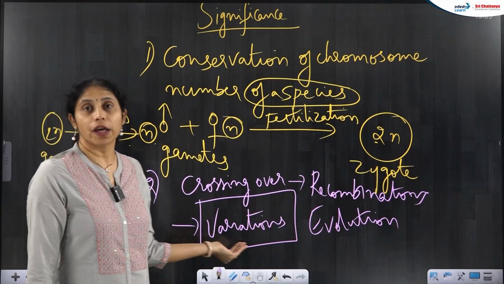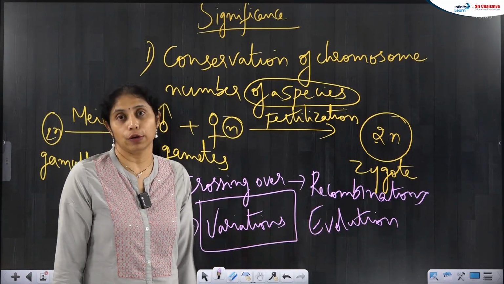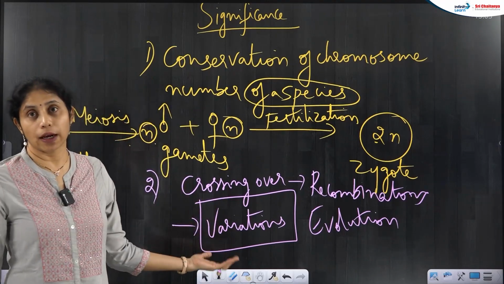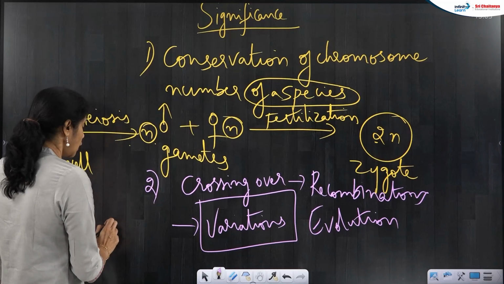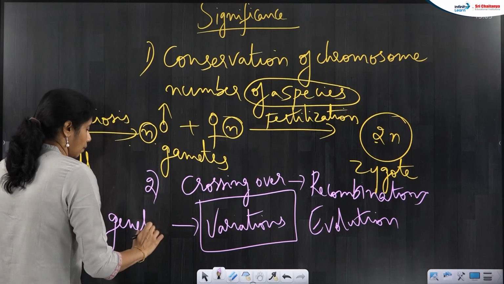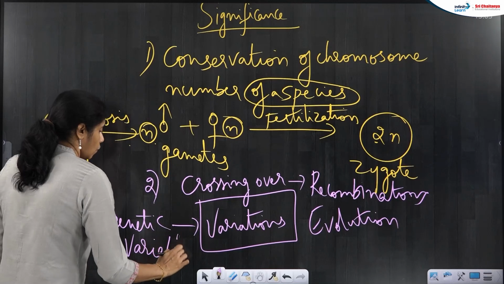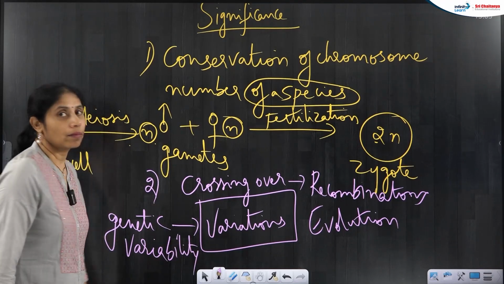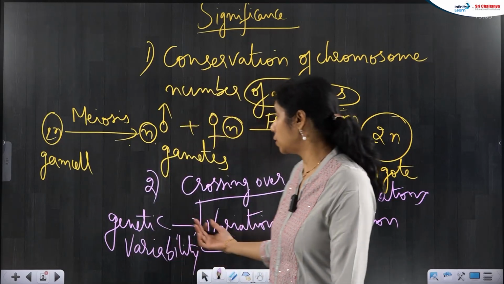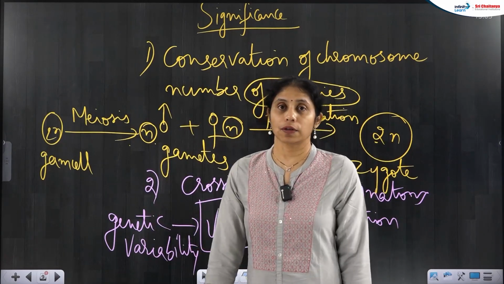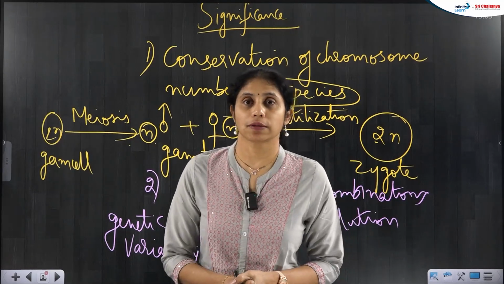That leads to variations and origin of a species. It is an important source for evolution. This is the second point, which leads to variations, variability, or you can call it genetic variability, which is an important source of evolution. These two are the major significant points about meiosis. That's all for meiosis which happens in the reproductive cells. Thank you.